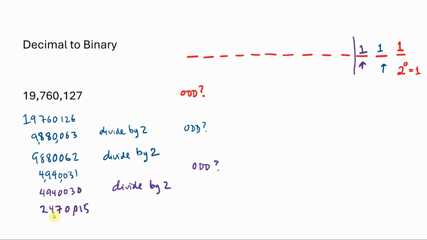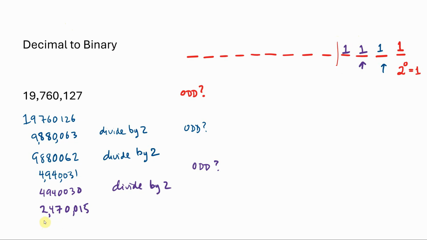2,470,015. Okay, and we'll repeat the process. This turns out to be odd as well. Okay, so we're going to get a string of ones here, and I think you can see the pattern by now. We're just going to repeat the pattern. I'll just move this little divider to here. We will subtract 1 and then divide by 2.